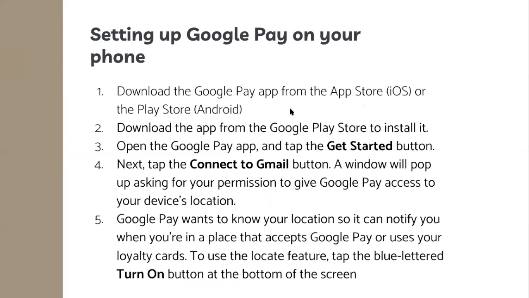Once you download the Google Pay app, you have to open it and then tap the Connect to Gmail button, and a window will pop up asking for your permission to give Google Pay access to your device's location. Google Pay wants to know your location so that it can notify you when you're in a place that accepts Google Pay or uses your loyalty cards. To use the location feature, tap the blue letter Turn On button at the bottom of the screen.